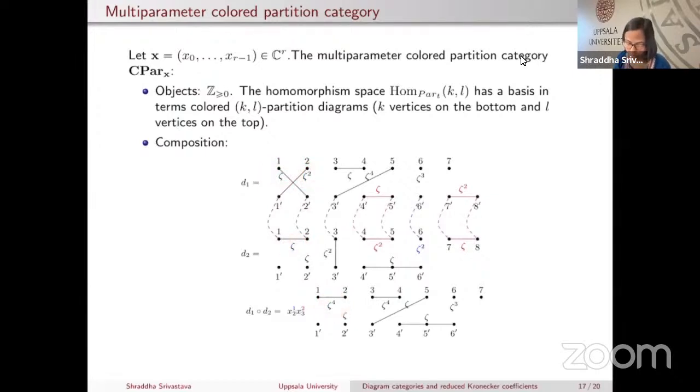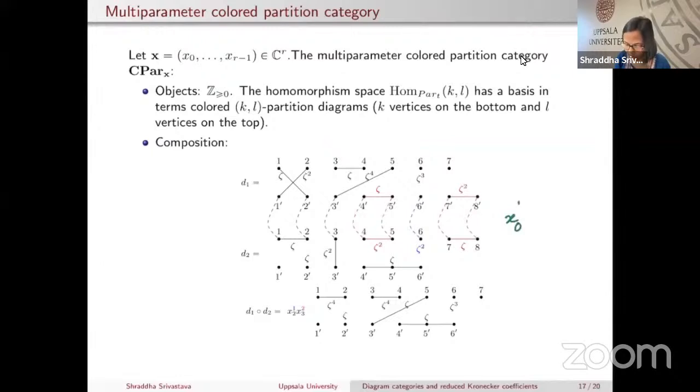But now if you look at the connected components that lie completely in the middle, they can potentially have different colors. So in the middle, for example, this lies completely in the middle. This has color zeta cube, but this has color zeta square, and this also has color zeta cube. So we should look at the multi-parameter version of it if we are doing a real generalization. So in this example, there is no connected component with color identity.